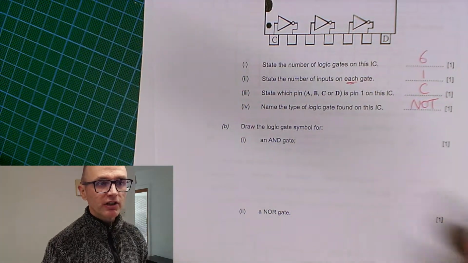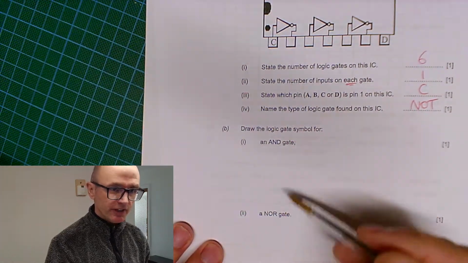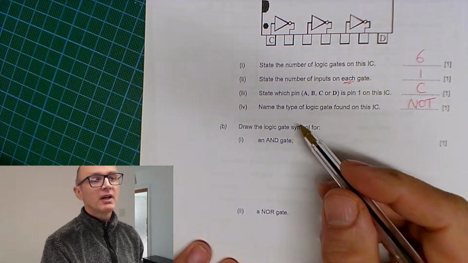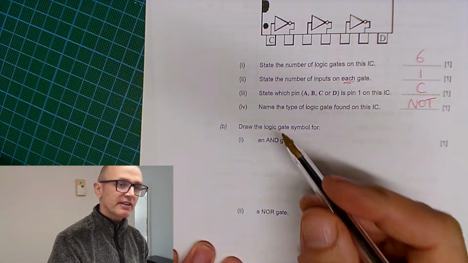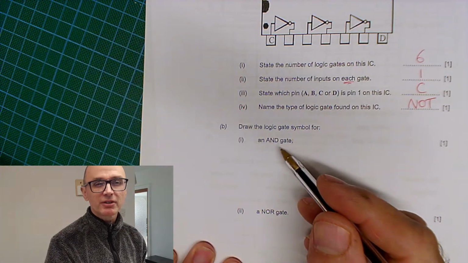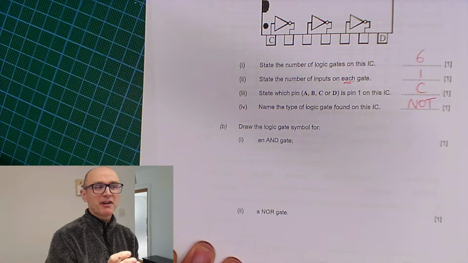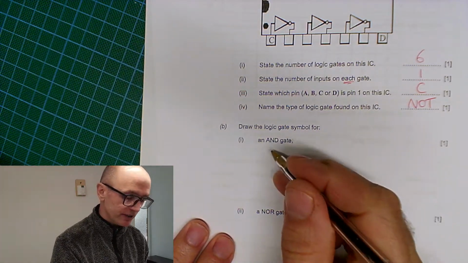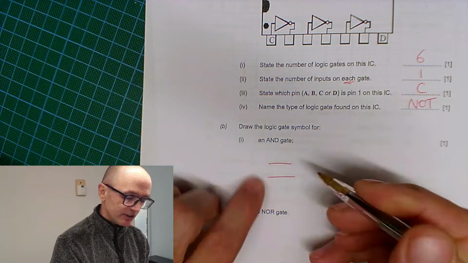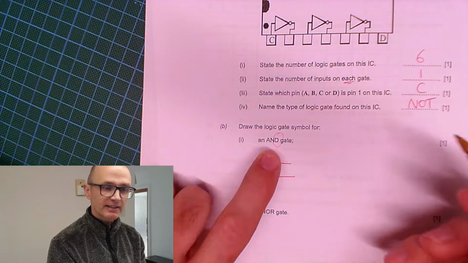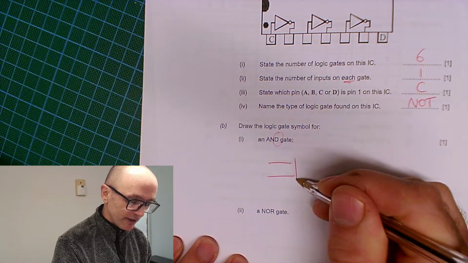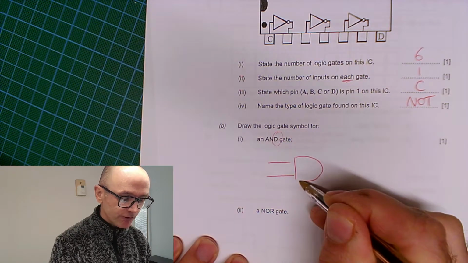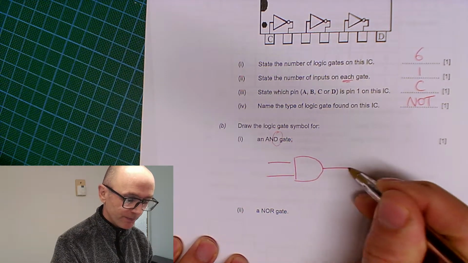Next, we need to draw the logic gate symbols for these 2 logic gates. Although most students did get this right, there was sometimes a little bit of variation from what I was looking for in the symbol. Do be careful when you draw these. An AND gate sometimes looks like the letter D. An AND gate should have a nice flat side on the inputs, fairly rounded on the output, like that.